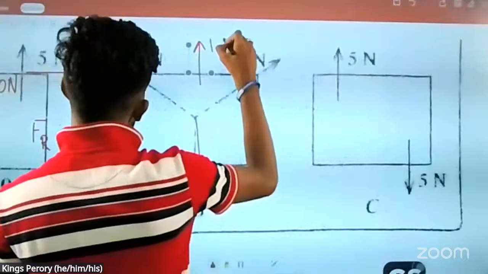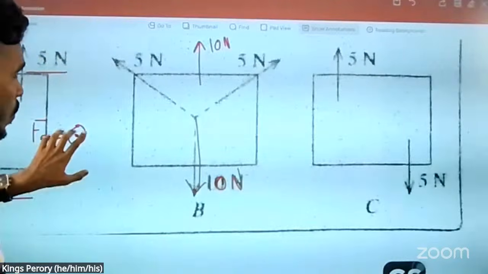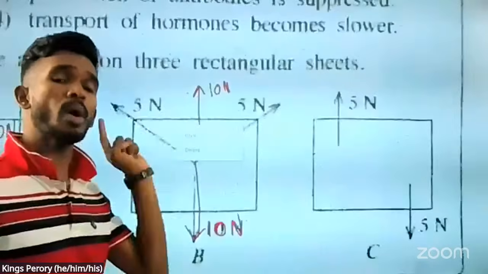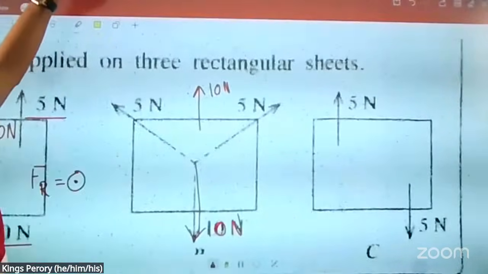Upward force should be 10 Newton. If you have a 10 Newton upward, this will be at equilibrium. Now see whether there is an upward 10 Newton force here. There is an upward 10 Newton force here.